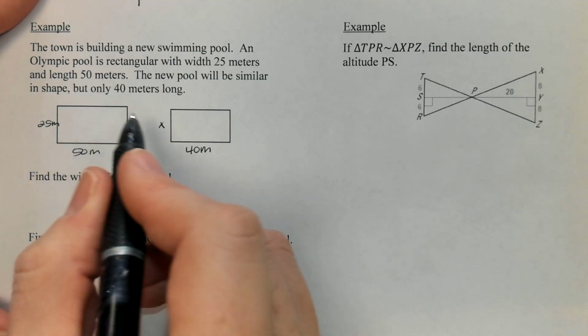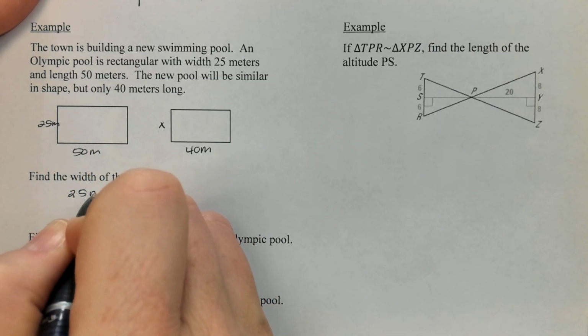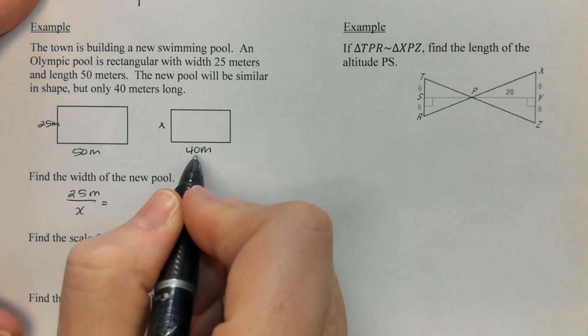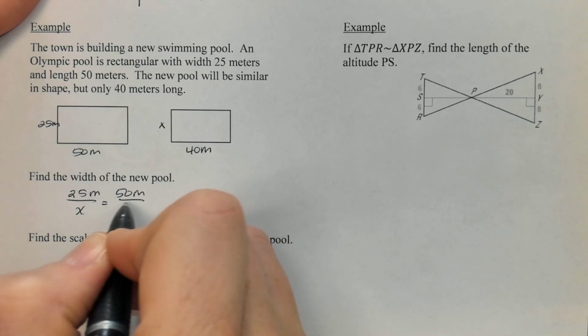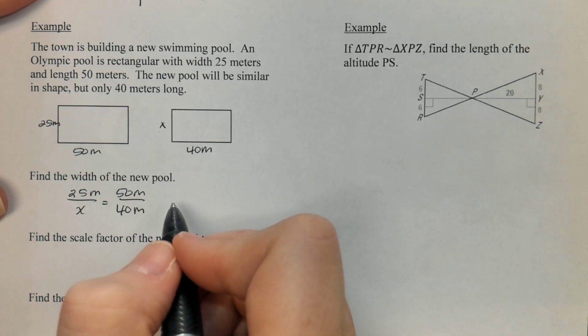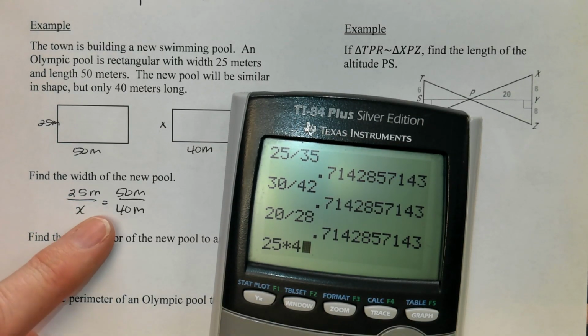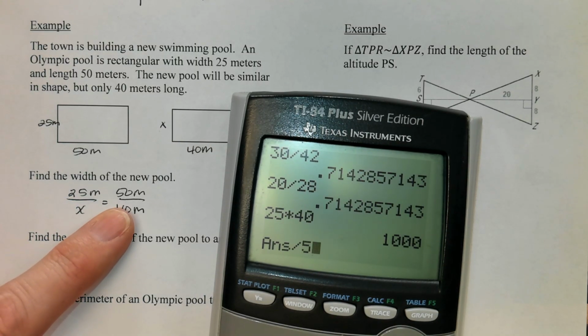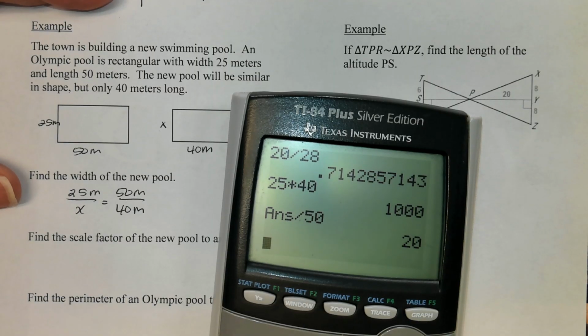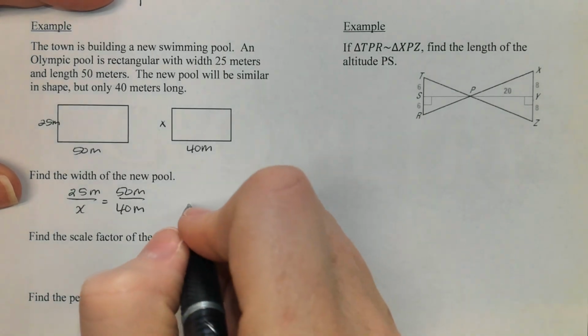So I'm just going to match them up. Width with width and length with length. This is a cross multiply and divide problem for us. So 25 times 40 and then divided by 50. So it looks like the width of our new pool is going to be 20.